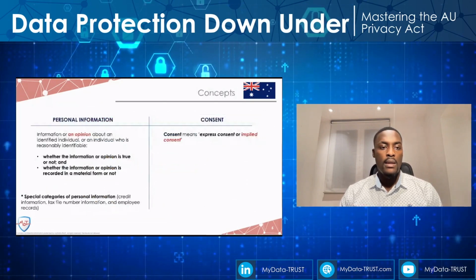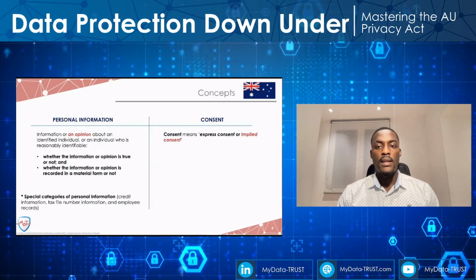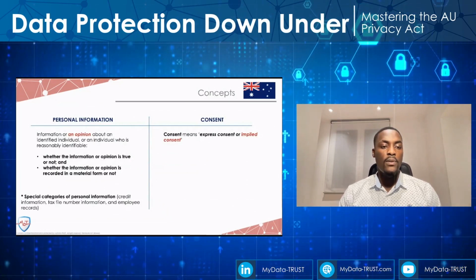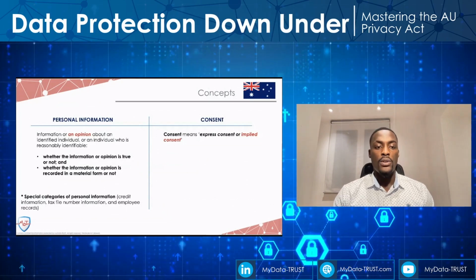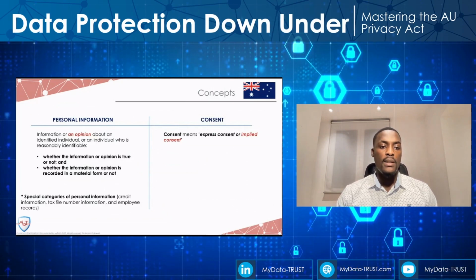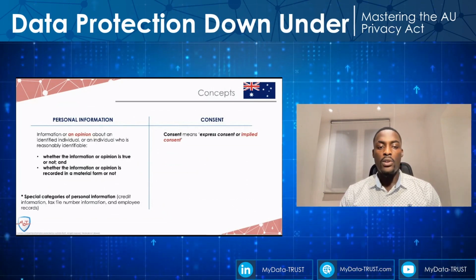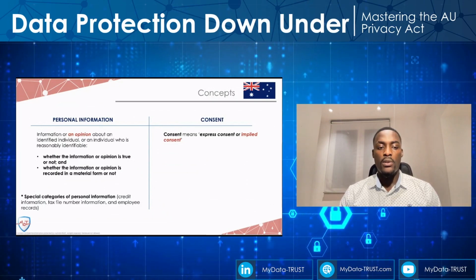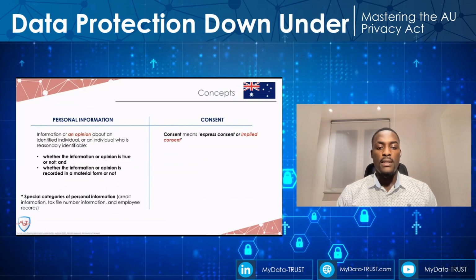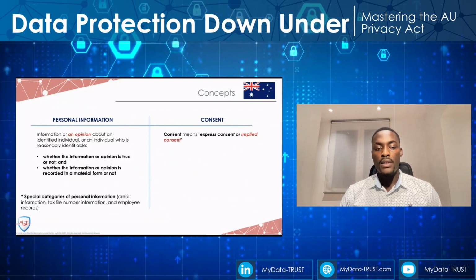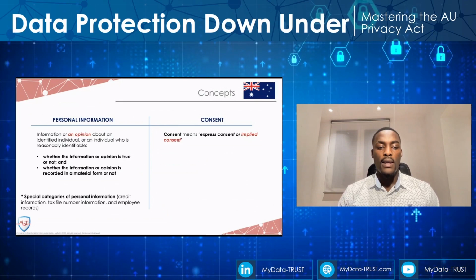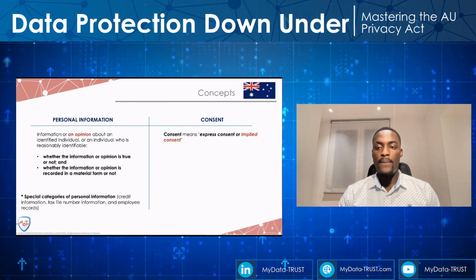Next. As we are talking about Australian privacy law, we can take a look at some main concepts. For example, personal data is defined as information or an opinion about an identified individual or an individual who is reasonably identifiable, whether the information or opinion is true or not, and whether the information or opinion is recorded in a material form or not. Another interesting point, which is really different from the GDPR, is that credit information, tax file number information, and employee records are included as a special category of personal data in Australia.